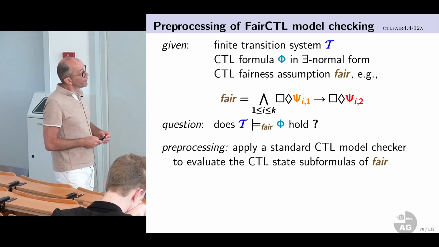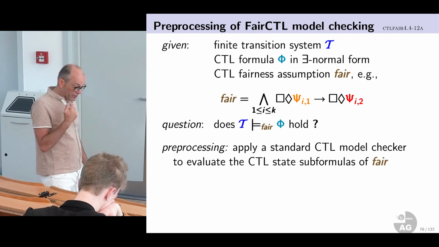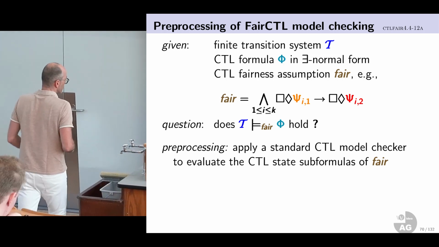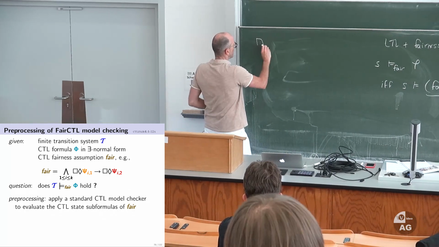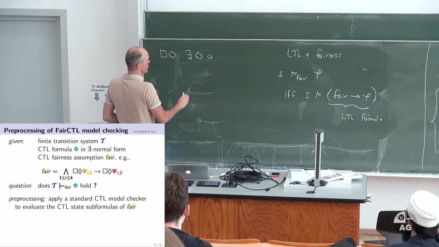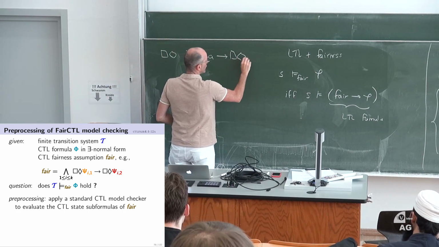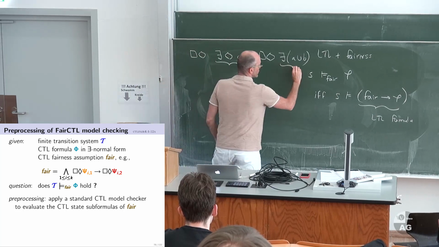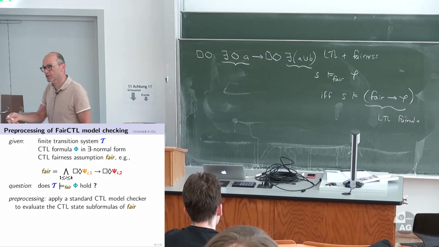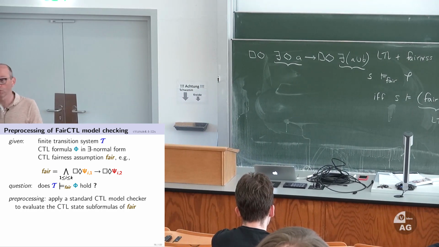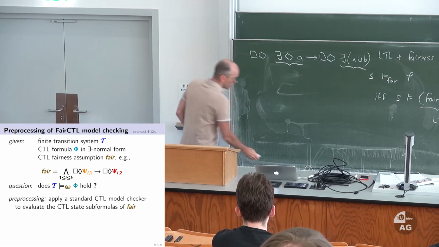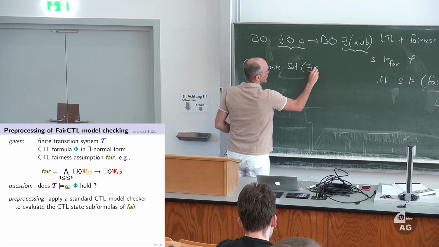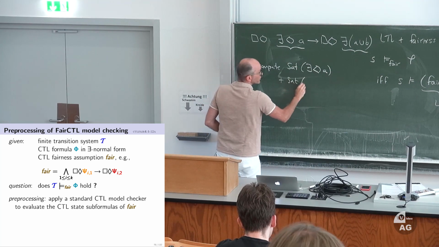Good. So first, what we do is a pre-processing. That's exactly what I did in the example. We take the fairness assumption, which may have arbitrary CTL subformulas. So we may have something like infinitely often there exists a path such that blah blah blah holds, implies infinitely often existential A until B. This is a CTL state formula, and that is a CTL state formula. The first thing that we do is we apply a standard CTL model checker to check which states satisfy these two formulas. So we compute the satisfaction set of this subformula plus the satisfaction set of that subformula.